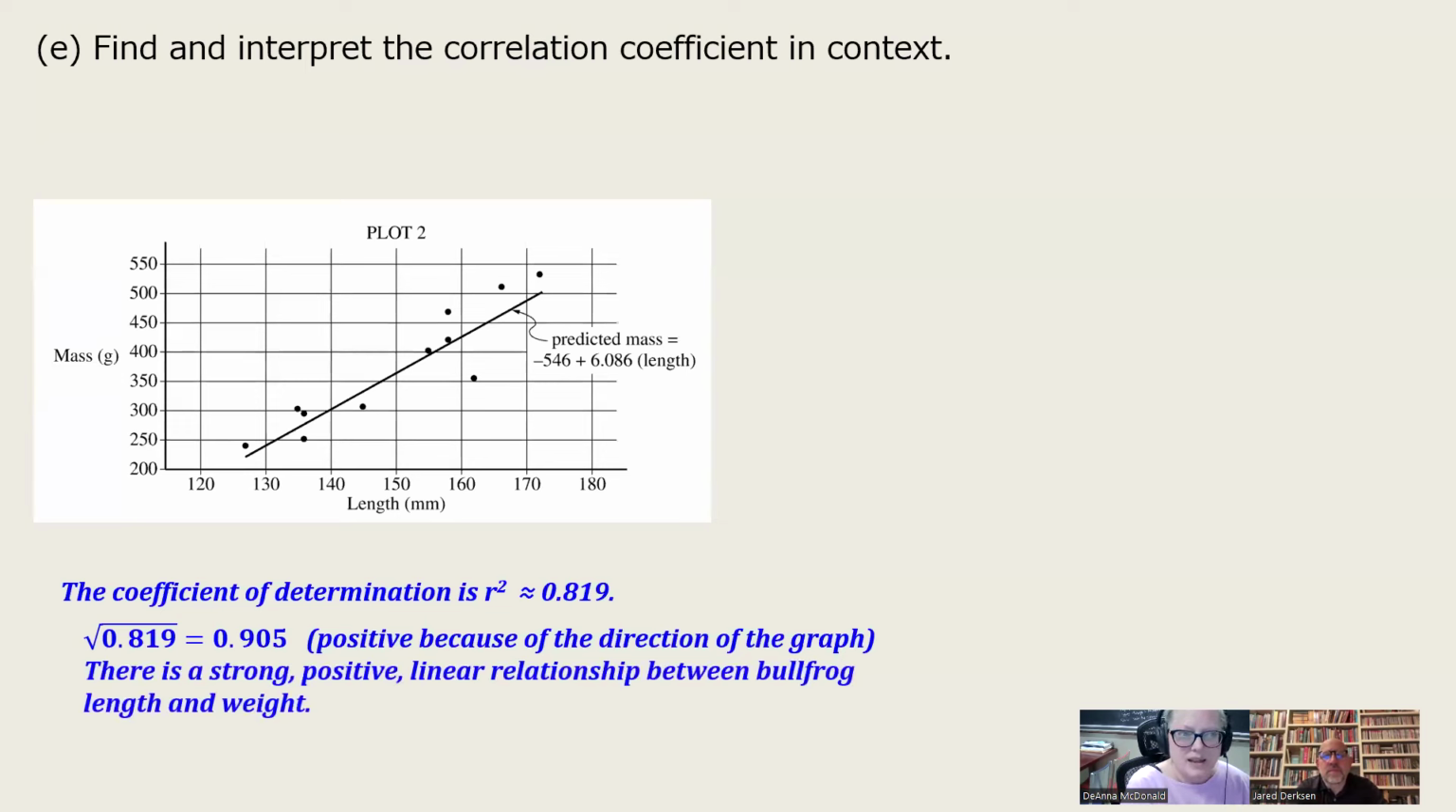So I would say, because I have to interpret, I can't forget that, that there is a strong positive linear relationship between bullfrog length and weight. And I can say that not because I have the value of R, but because I have the value of R and I can see in the scatter plot that the relationship appears to be linear. So don't be fooled if you're not given a scatter plot, but you're just given a value of R, that doesn't tell you that it's linear. I already think that it's linear when I apply the concept of R to my scatter plot.